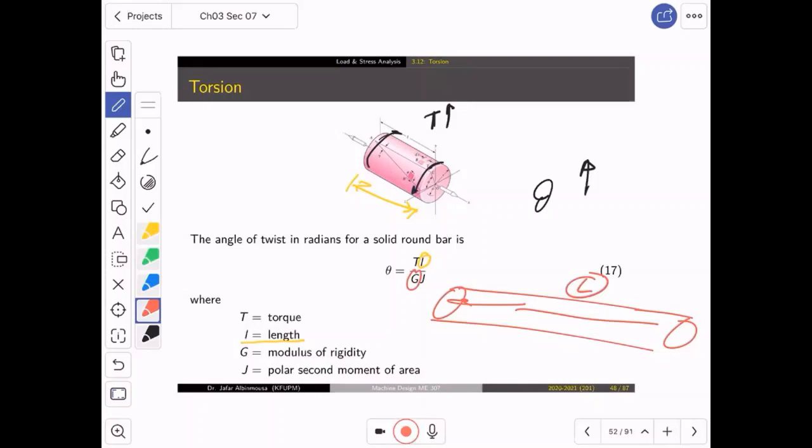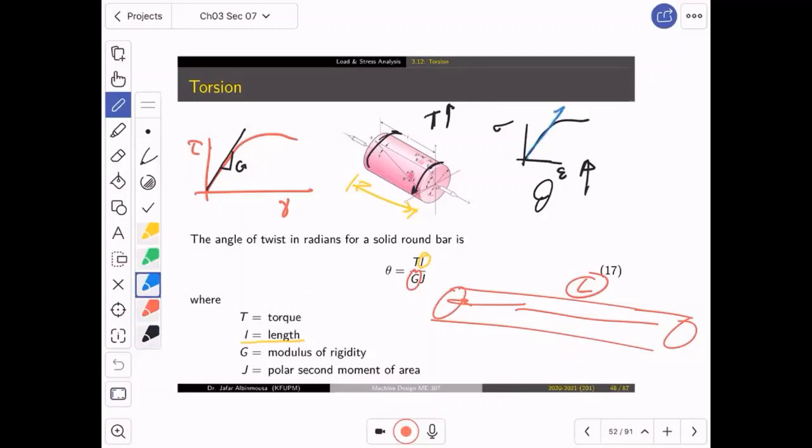G is the shear modulus. The shear modulus is similar to the tensile modulus. When you twist something, it will behave in the same fashion. It will have an elastic region. This slope, we call it G.